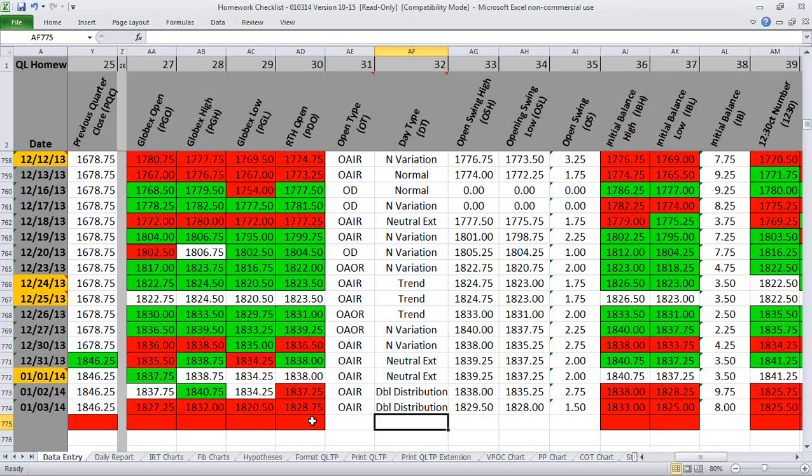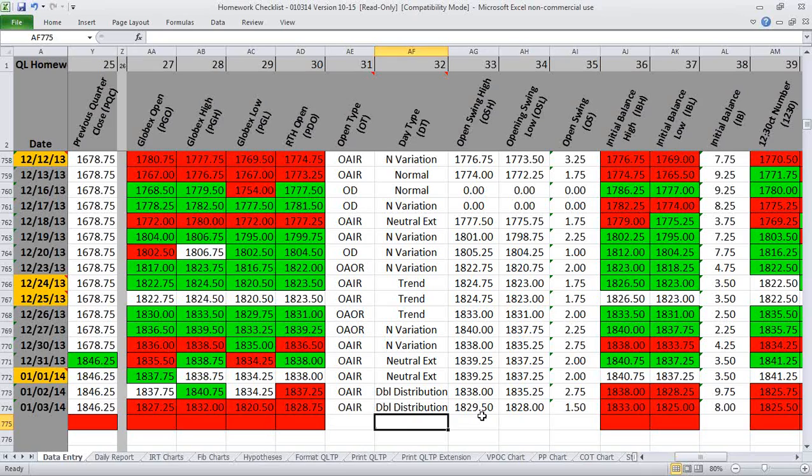So we opened up at 1828.75. We broke the IB to one side, so we had a normal variation, which turned into a double distribution. Of course, a double distribution day has a very high probability of having a double distribution day following it. On Thursday we had a double distribution, and usually within the next couple of sessions you're going to see the high distribution and the low distribution of the double distribution tested, and we did that perfectly on Friday.